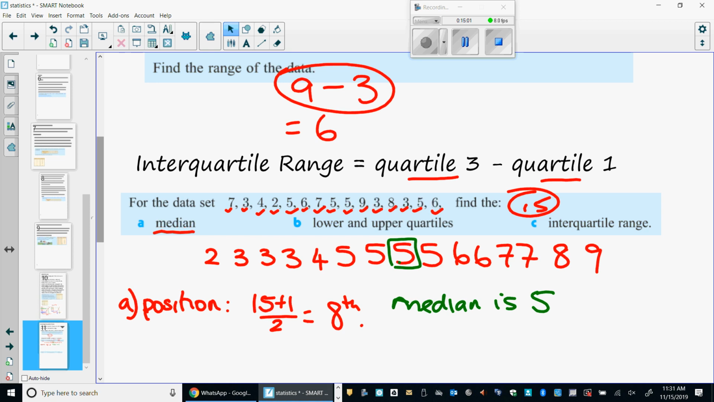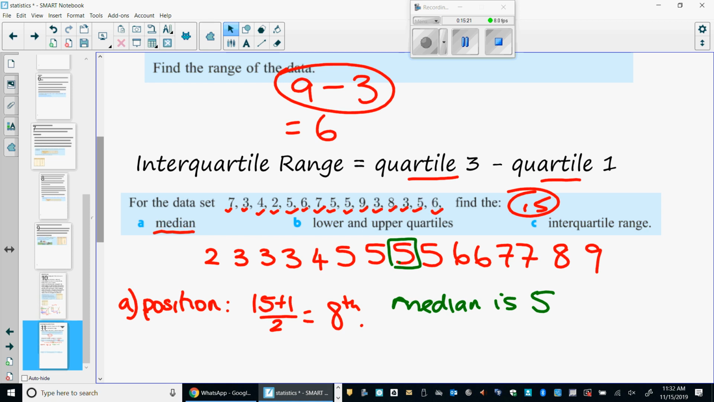If you ever want to double check that, you can make sure that you've got the same number of data values on the left and the right. So I've got 1, 2, 3, 4, 5, 6, 7 here and 1, 2, 3, 4, 5, 6, 7 there. 15 is an odd number, and because we had an odd number, we had to add one.